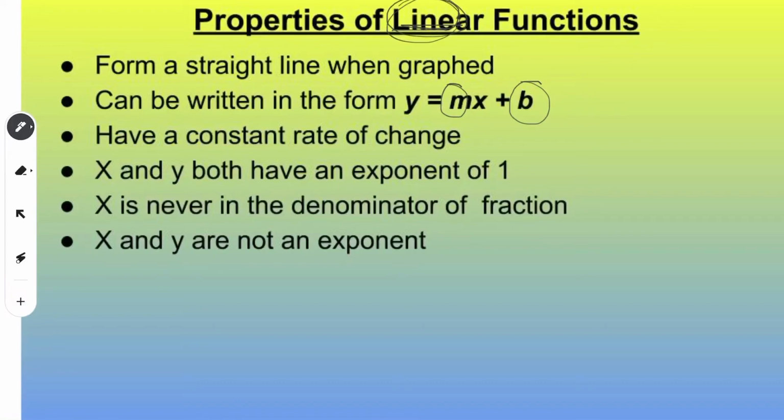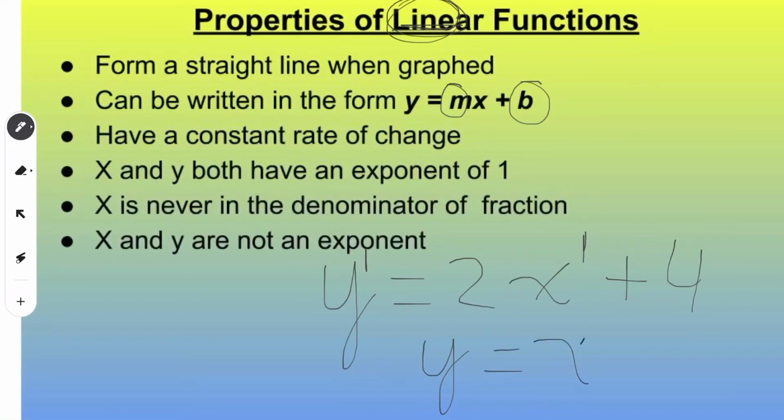Properties of linear functions. The fourth bullet point, x and y both have an exponent of 1. So if you see the equation y equals 2x plus 4, these two variables both have an exponent of 1. It can't have any other exponent. So say you're given the equation y equals x squared. Since the exponent is 2 next to x, it is not a linear function because the exponent is not equivalent to 1.